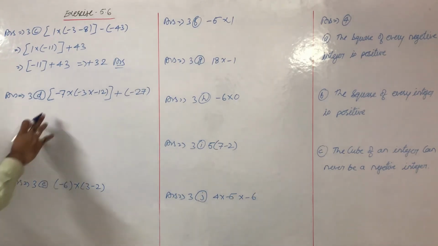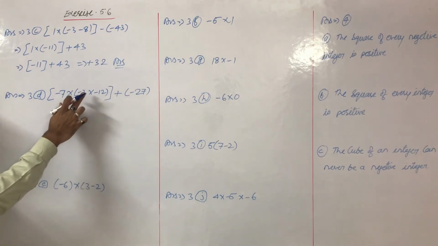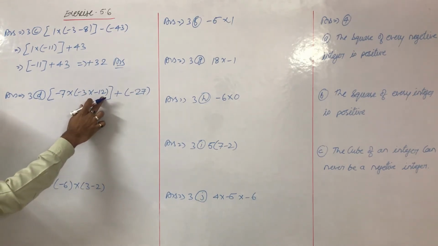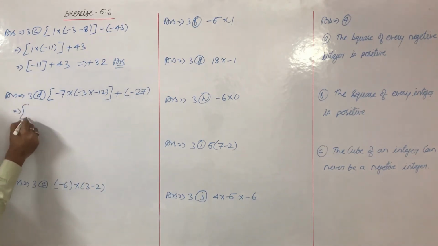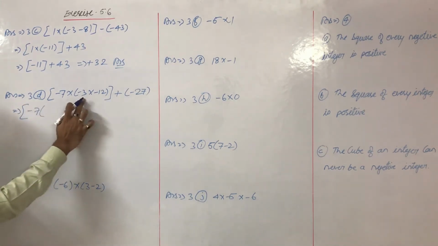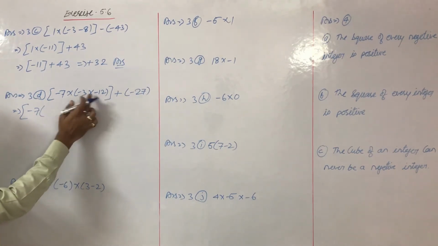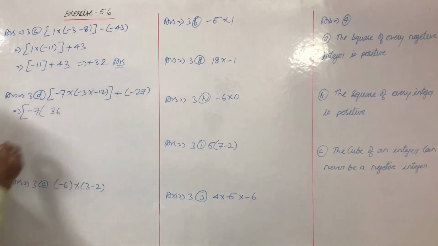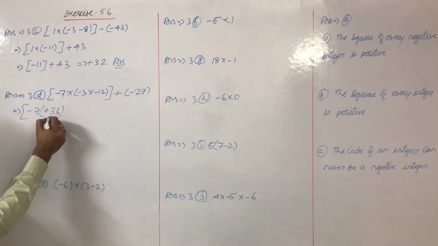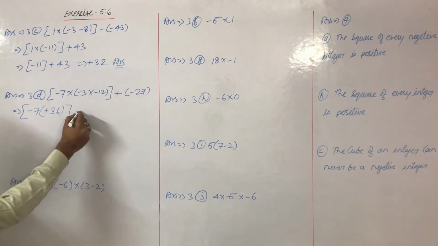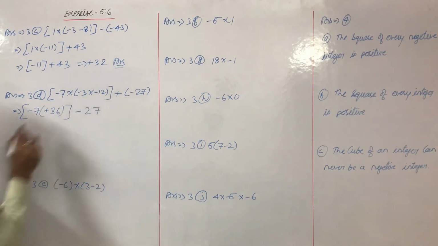Next, in square brackets, minus 7 into small brackets, minus 3 into minus 12, bracket close, plus minus of 27. So again, we'll multiply this first. Minus 3 into minus 12: 3 times 12 is 36, and minus times minus is positive. Then plus into minus, again negative 27.